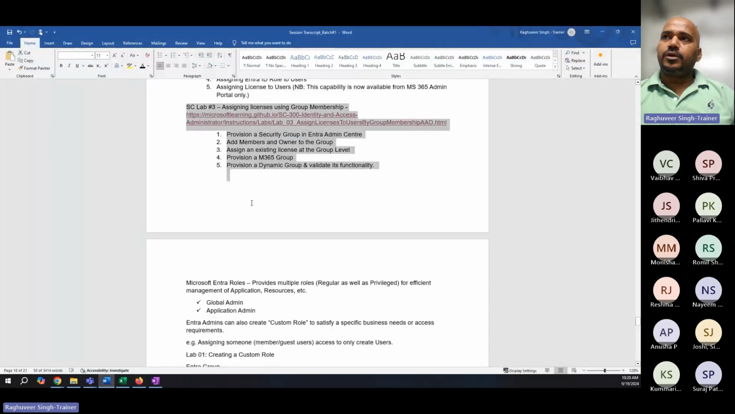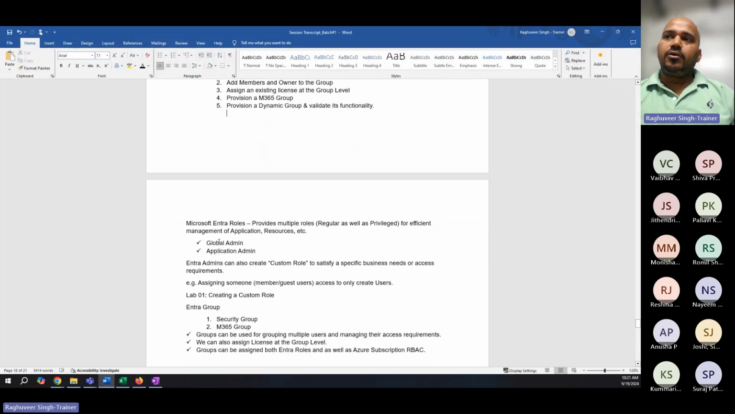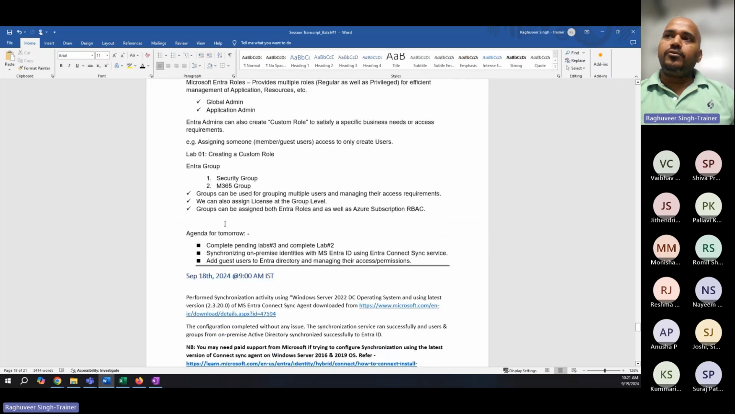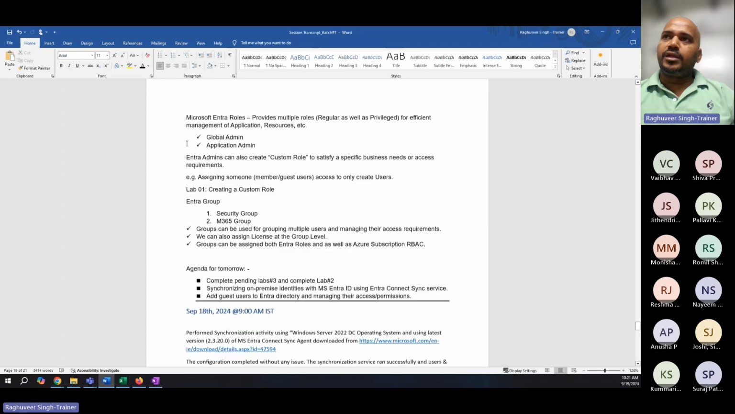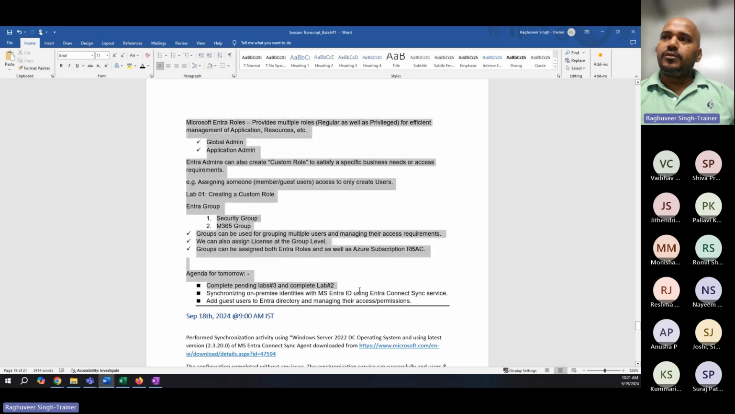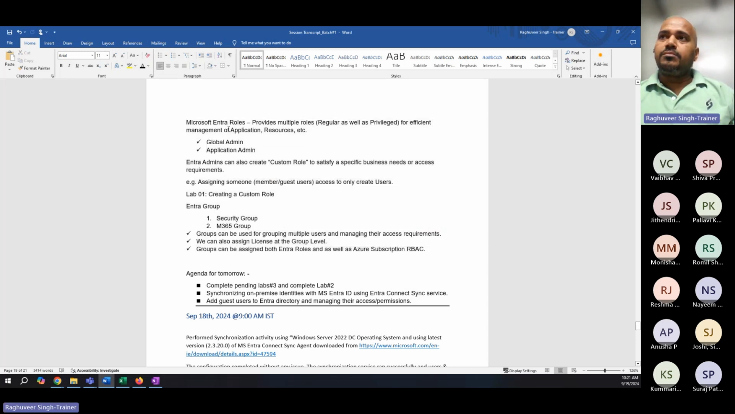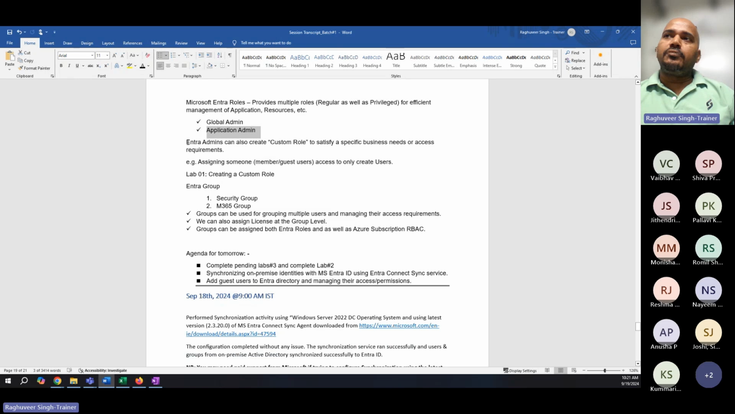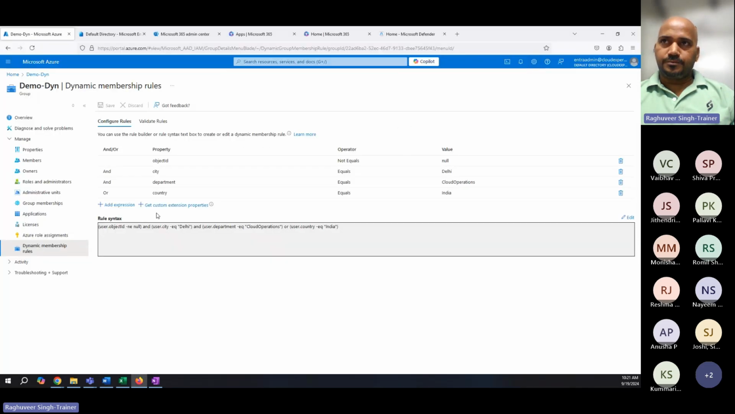So that's about the logic. Okay, so that was lab number 3. Now we will move on. We will do lab number 4. However, there are some statements that you can read, which I basically provided to batch 2. You can see Microsoft Entra provides multiple roles, regular as well as privileged, for efficient management of applications and resources, like global admin, application admin. Entra admins can also create custom roles. Let's understand the custom role part also.